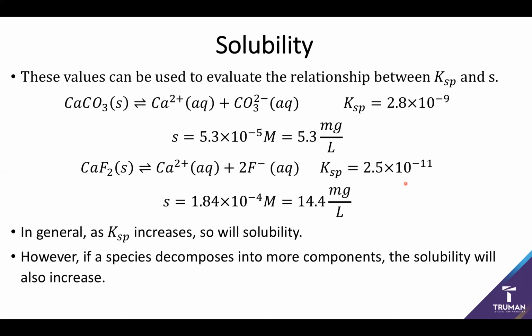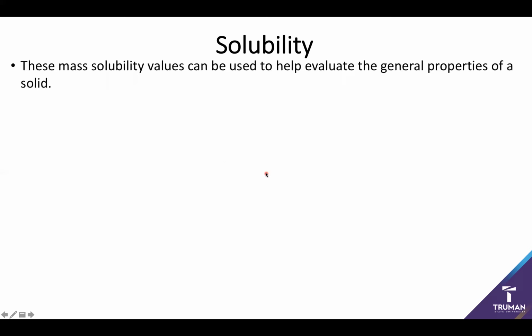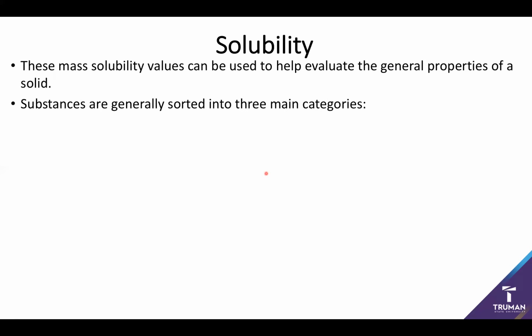So if you have 2 substances with similar KSP values, the one that's more soluble will be the one that breaks apart into more components. So that is one of those things to keep an eye out for. And one of the reasons why it's hard to evaluate solubility by KSP alone, and thus it's very important to be able to calculate your mass and molar solubilities. And because mass solubility is so easily relatable to the general world, it's often used to evaluate a number of properties of a solid, namely its general solubility.